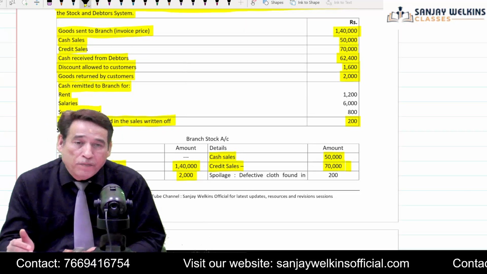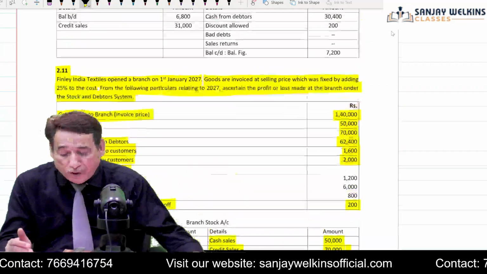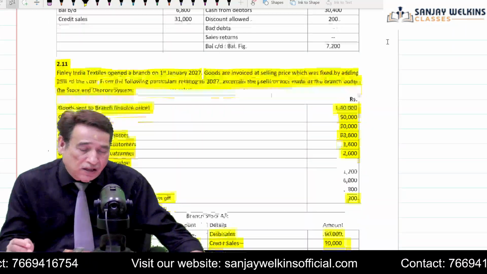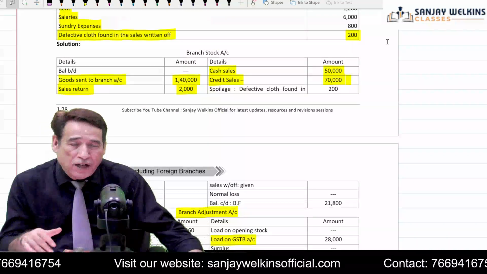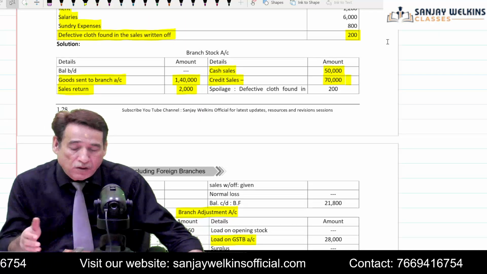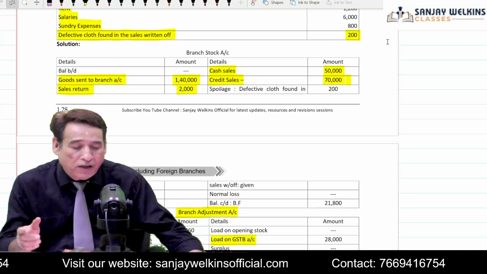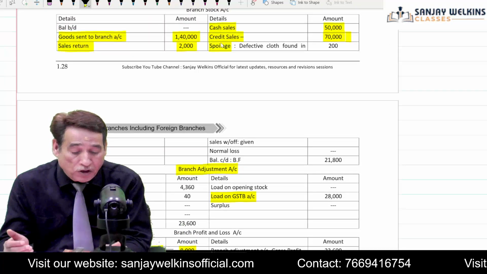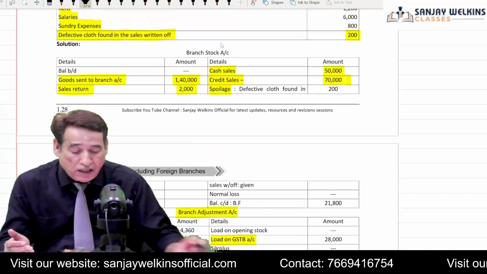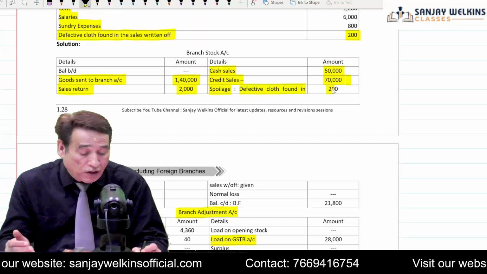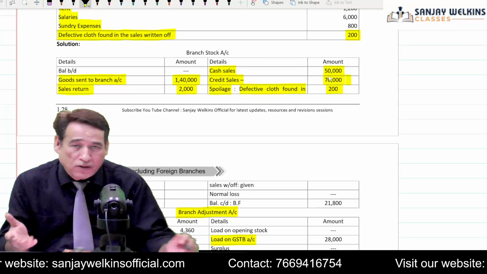Finally, in this particular question, once again, we are being given defective cloth found in sales written off. If you go through the question, it is written Finlay India Textiles. So it is a textile business, that means they are dealing in cloth, and here it is written defective cloth. So it is loss of goods, no doubt about that. Defective cloth is nothing but spoilage. So you are going to write on the credit side of the branch stock account, defective cloth, and you will write here 200. And the treatment is similar to abnormal loss.